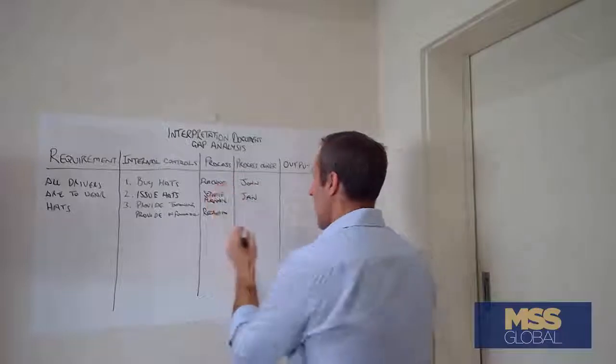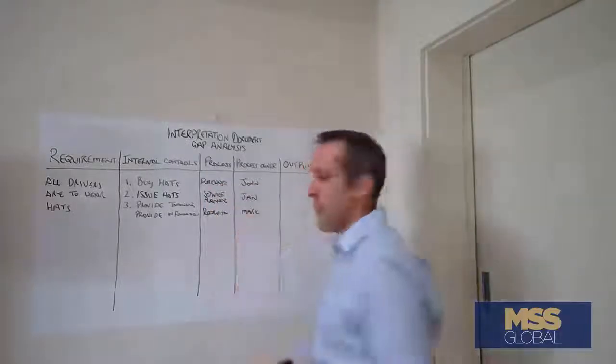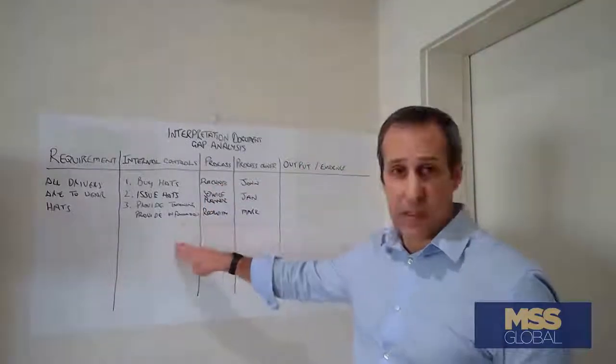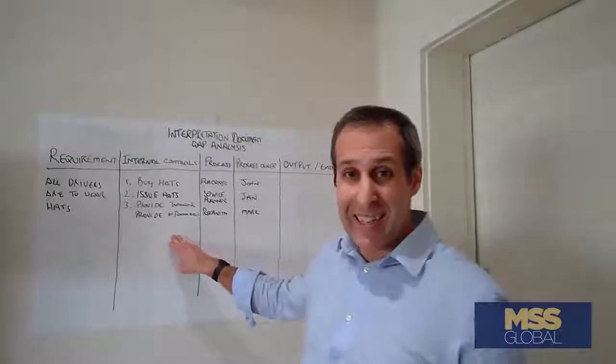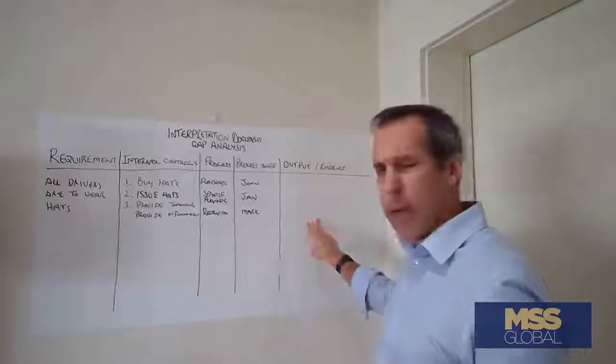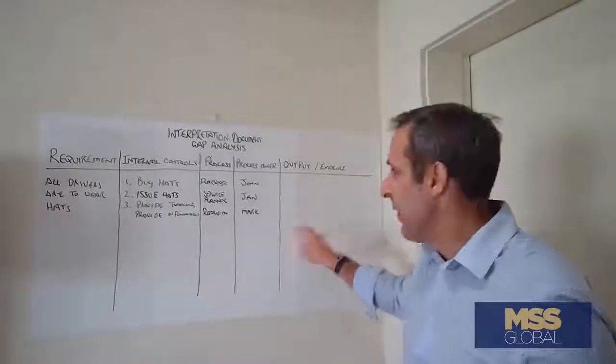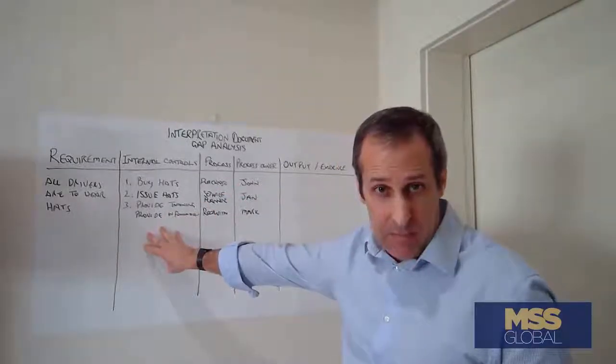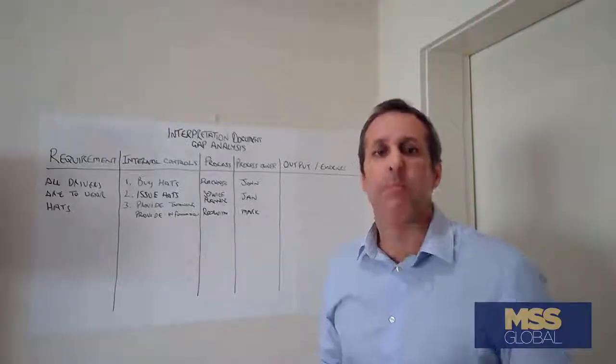So we've got John, we've got Jan, we've got Mark. These are the people responsible for these activities. All of these activities deliver against that requirement. Now here, we've got output, the evidence. If these activities are undertaken, there will be an output, there'll be a byproduct.